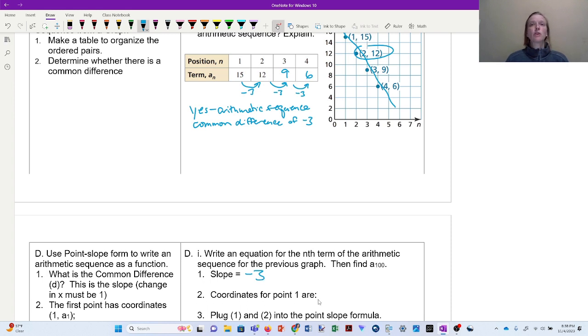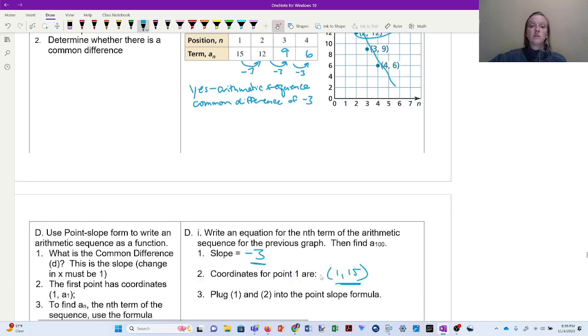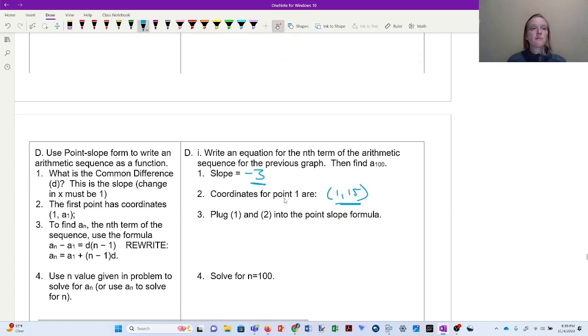We also need to know what the coordinates for the first point are. And if we look up here, I see the coordinates for the first point were 1, 15. So that's the first point in the sequence. Now, hopefully this is starting to ring some bells from a couple of classes ago. We know the slope and we know one point on the line. So we could use point-slope form to get us an equation for the sequence.